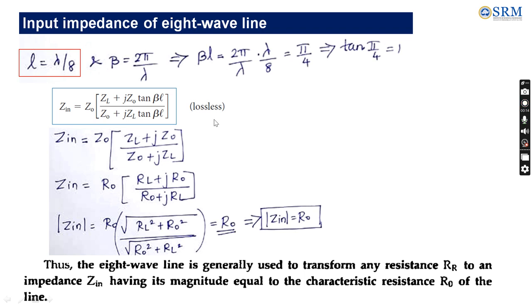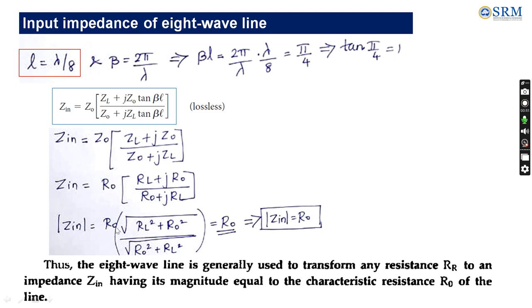So here we are going to consider first the 8 wavelength line, so L equal to lambda by 8. In this formula, we are going to substitute beta L, which is 2 pi by lambda, and length is lambda by 8. After cancelling, we get pi by 4. Tan pi by 4 is 1. So if you substitute tan pi by 4 as 1, we get Z0 into (ZL plus jZ0) divided by (Z0 plus jZL). And we are going to consider a resistive load RL and the characteristic impedance also resistive in nature, R naught.